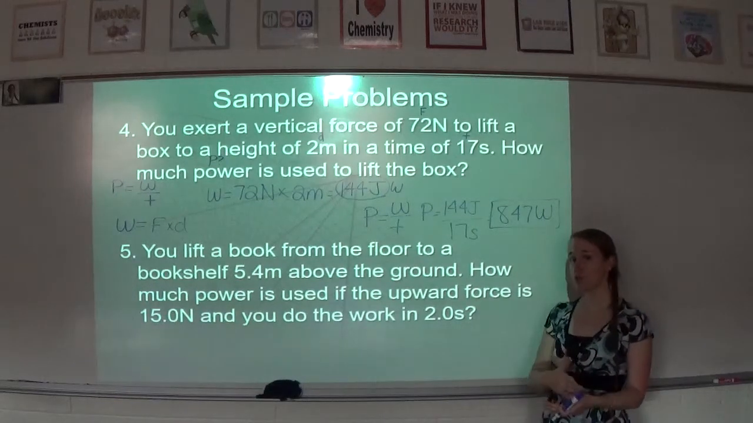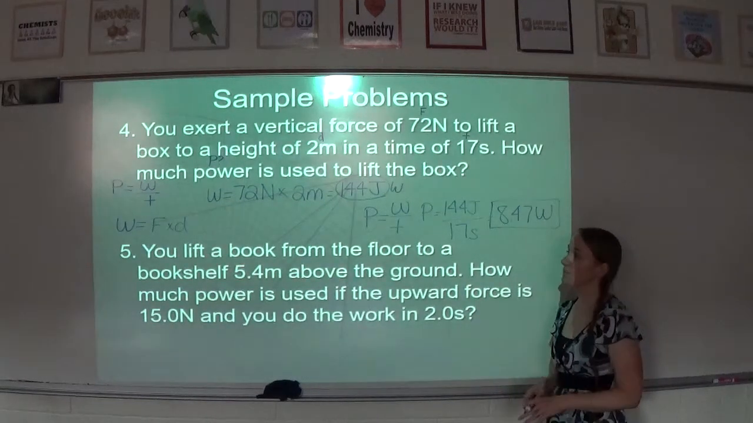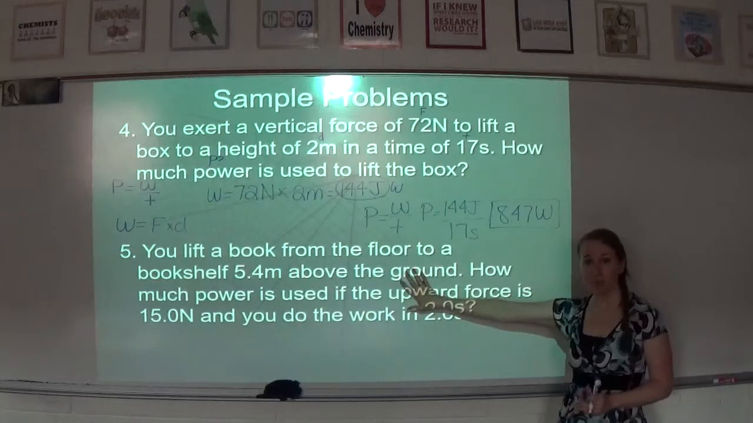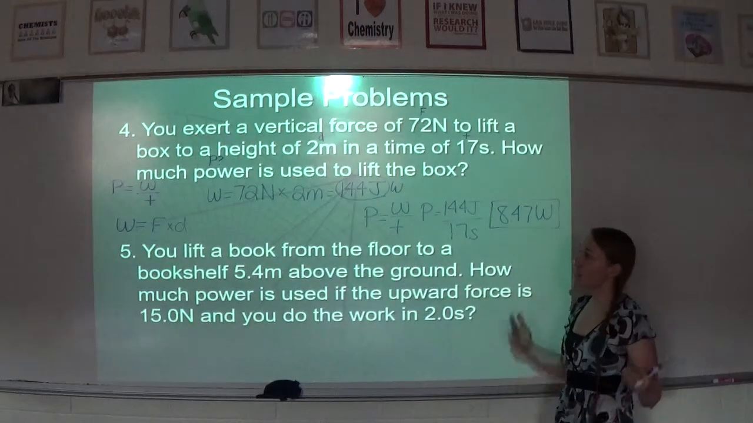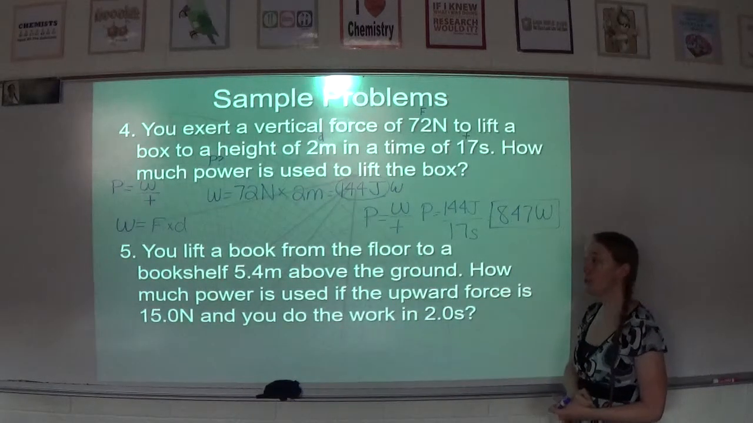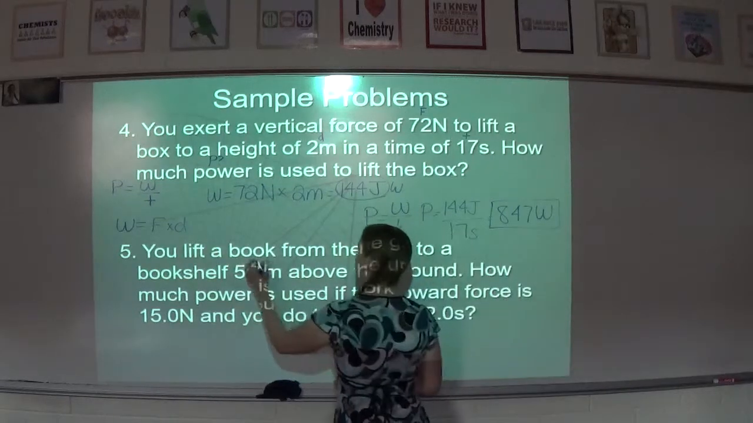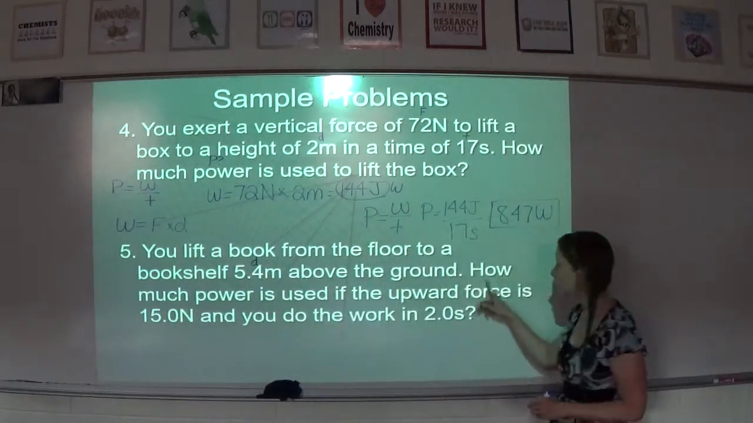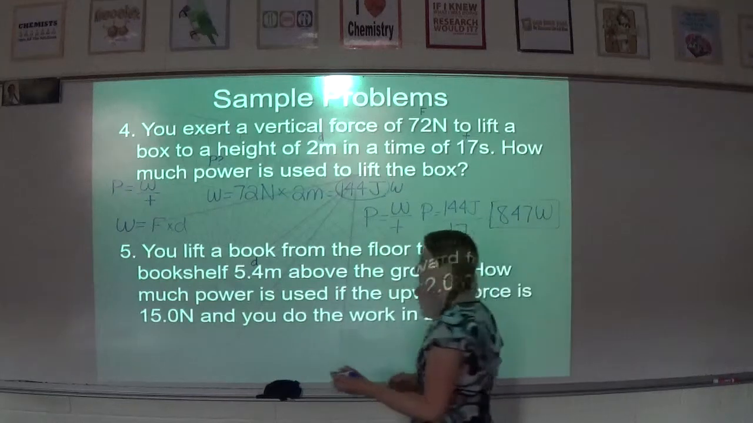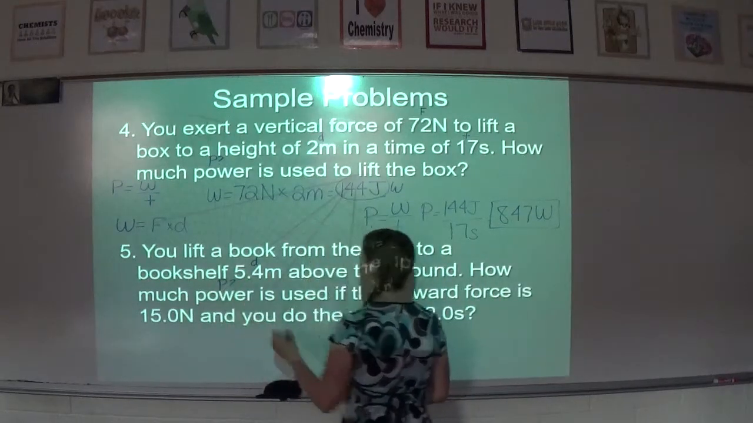But remember, work is joules, power is watts. All right, so again, try this one before you look at my answer. It says, if you lift a book from the floor to a bookshelf 5.4 meters above, so there's my distance from the ground, how much power is used?